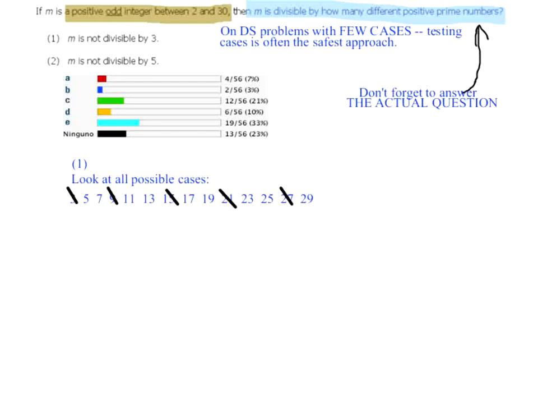So the question, again, make sure you answer the question. The question is how many different prime factors? Well, 5 only has 5, so that's only one prime factor. 7 only has one prime factor. 1, 1, 1, 1, 1, 1, and 1. Oh, look what happened. This is sufficient. I only got one answer to the question.